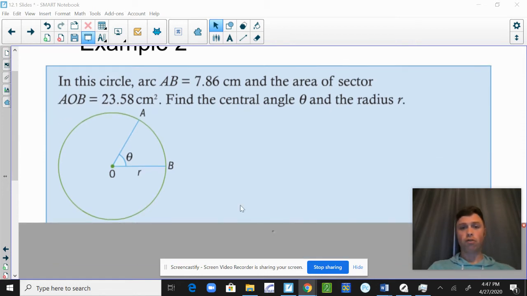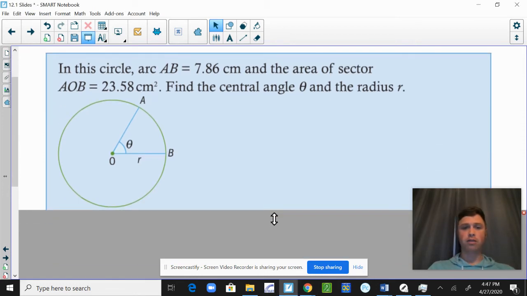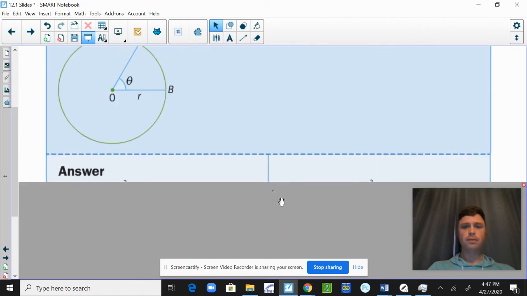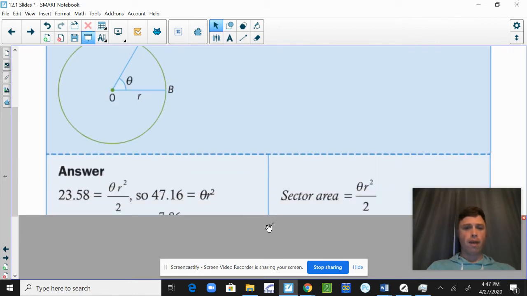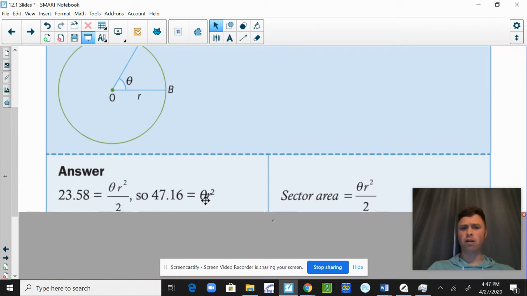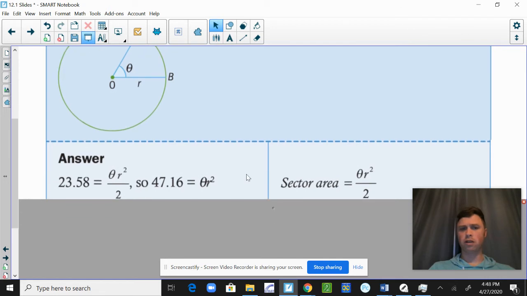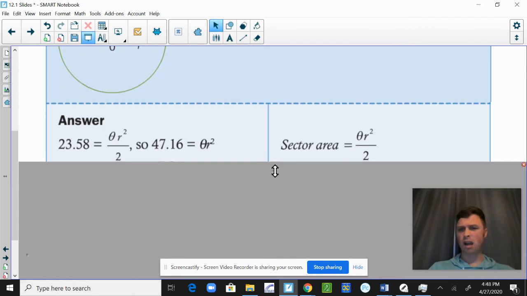So if I try to go ahead and plug in some values here into an equation, right off the bat, say we start off with the sector equation, theta r squared over 2. We get this equation, but then we have two unknowns. We can kind of isolate the two variables. Theta r squared is equal to 47.16, but we still have two unknowns. So we can't solve that. There's an infinite number of solutions right there, right? So it feels kind of stuck.